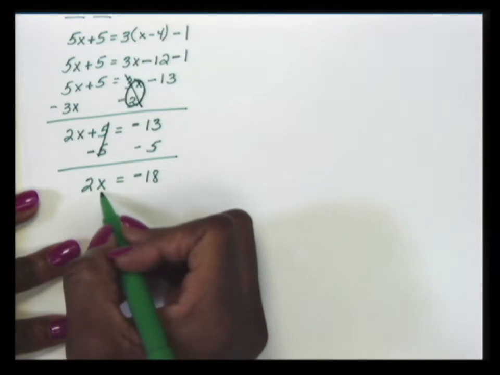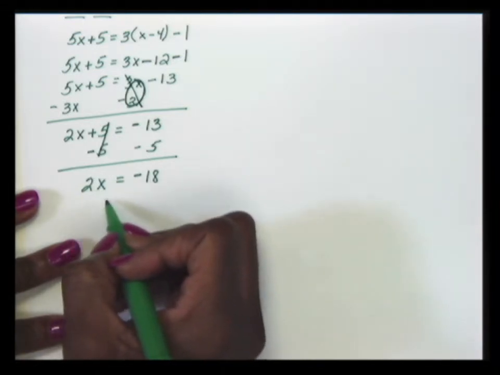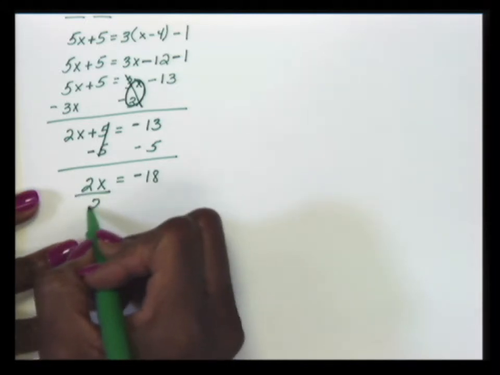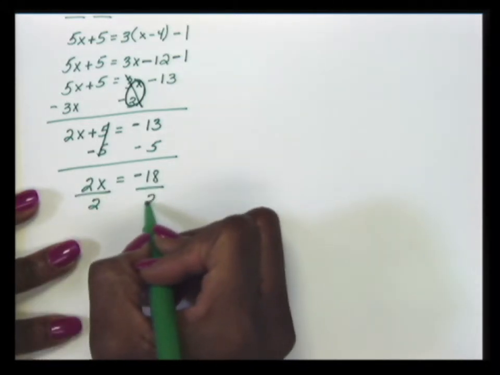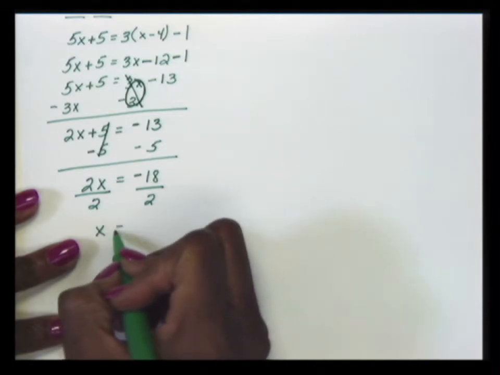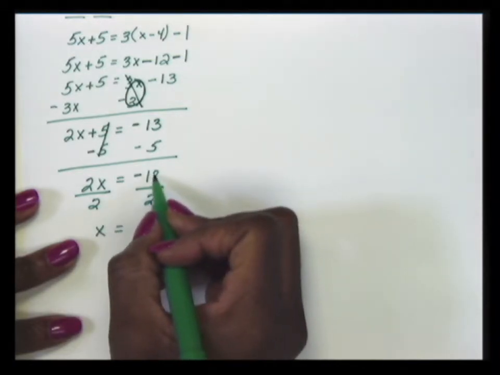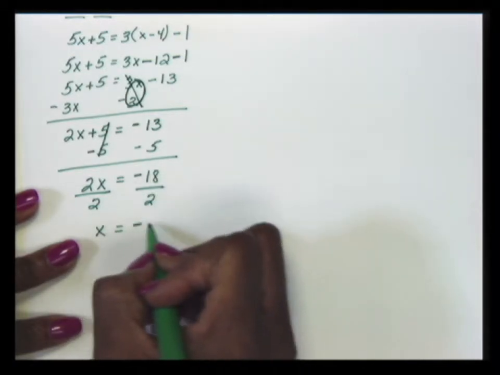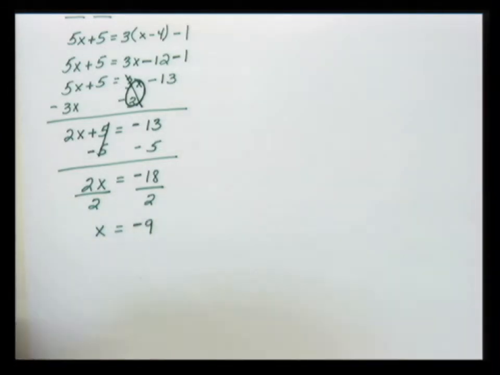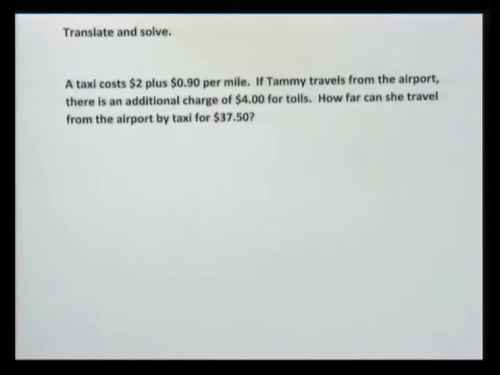Now, to get x completely by itself, we'll divide by the number multiplied to the x. So we'll divide both sides of the equation by 2. This gives us an answer. Negative 18 divided by 2 will give us a negative 9. Let's look at another example.